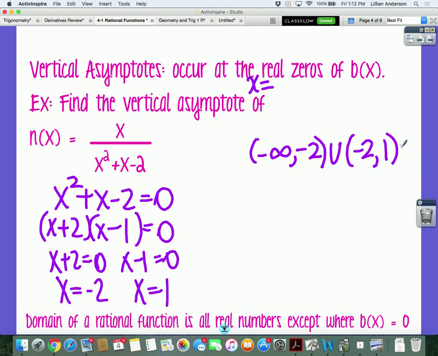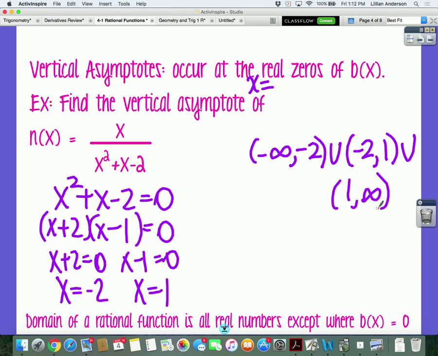+1. And then +1 to infinity is everything but where the denominator equals 0. So not negative infinity to infinity, but negative infinity to -2, because we got a break there. We got an asymptote there. Then everything in between -2 and 1, and everything after 1. Okay?